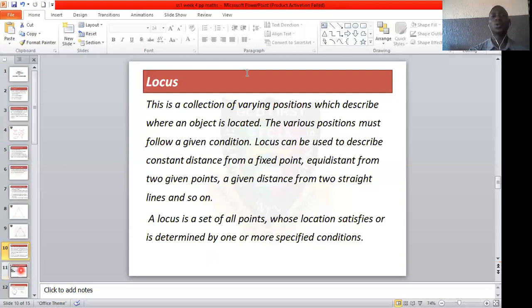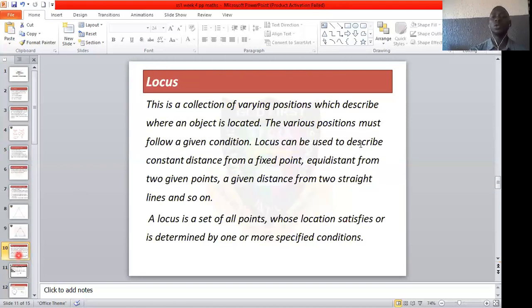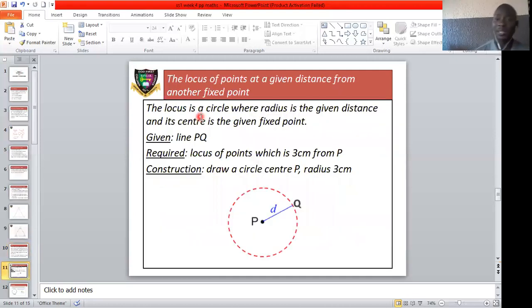So look at this now. The locus of a point at a given distance from another fixed point. Like I said earlier, the condition we'll be considering is that locus can be used to describe a constant distance from a fixed point. When we say fixed, it's constant, it's steady, it's not moving.